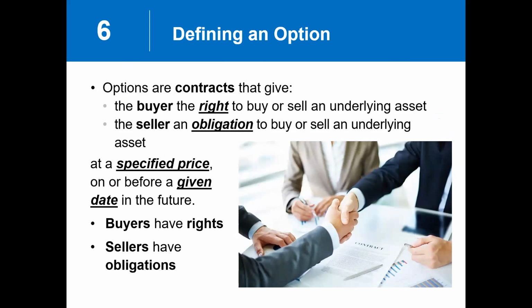So let's start by defining what options are. Options are contracts, all right? So we've got contracts between the buyer and the seller. Those contracts are guaranteed by the OCC. So the buyer of the contract has the right to buy or sell the underlying asset, depending on whether you're buying a call or a put. The seller takes on an obligation, and that obligation, depending again whether it's a call or a put, is to buy or sell the underlying. Of course, it's at a specific price, and we'll get into that, the all-important strike price, on or before a given date in the future.